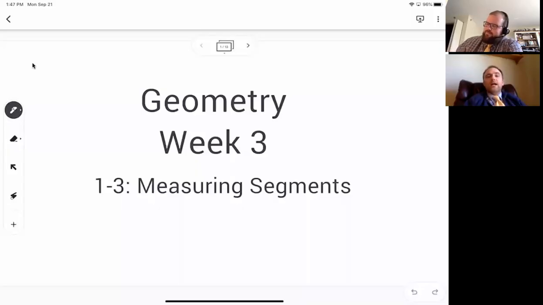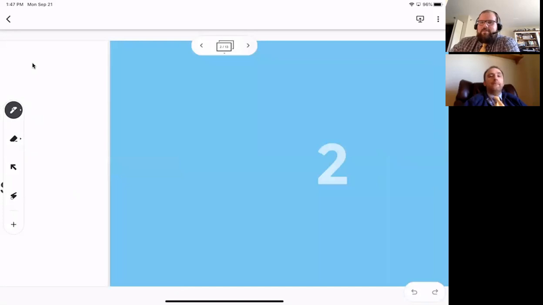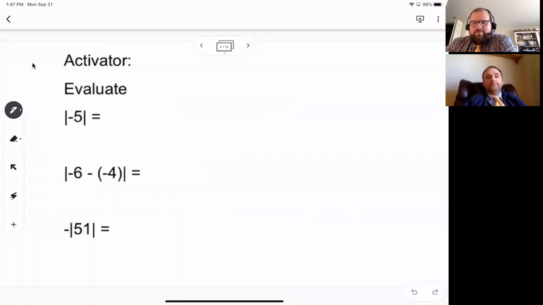And now we're going to talk about measuring segments. That's really exciting, Mr. Butterworth. It is. We're going to take some segments and we're going to measure them. Ooh, I thought we were going to measure stuff. This doesn't look like measuring.